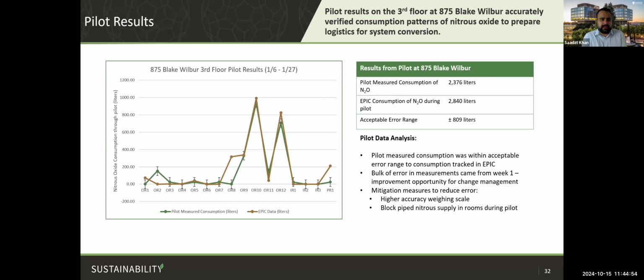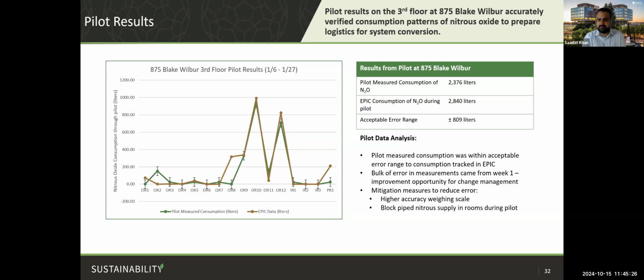So we did this pilot at 875 Blake Wilbur over a period of 3 weeks, and the results accumulated across the 12 ORs, 3 interventional radiology rooms, and the procedure rooms are shown in the chart on the right. The green line shows the measured consumption in liters, after we weighed the cylinders every week and converted them from pounds to liters. And then the brown line is our true consumption from Epic data.